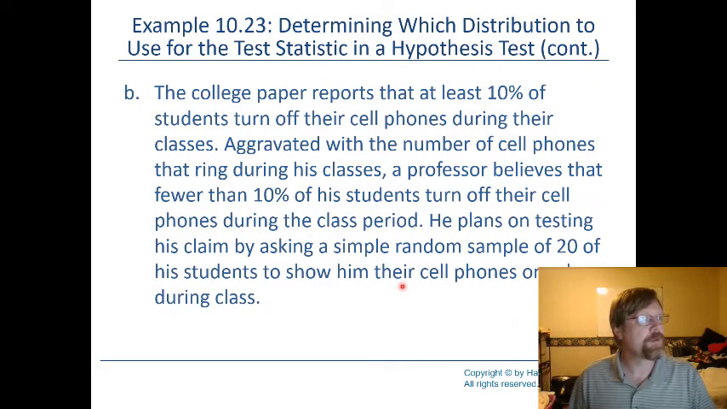Okay, next one, we've got a college paper that's reporting at least 10% of students turn off their phones during classes. We got one professor who's upset about the number of cell phones that ring during his class, and so he thinks that less than 10% of his students are turning off their cell phones. He's going to take a random sample of 20 students and have them show their phones one day during class. So again, what type of statistics are we dealing with, and what's our sample size look like, and what statistics are appropriate?